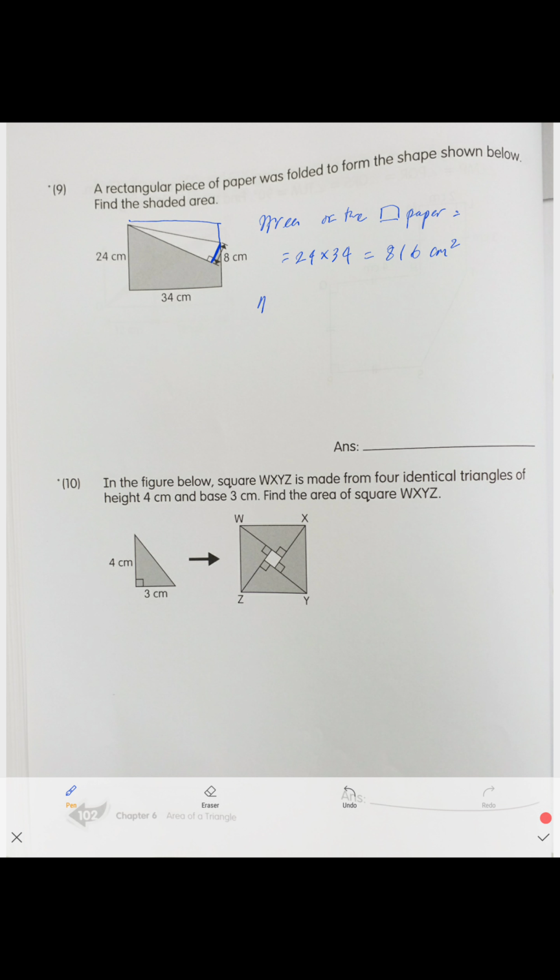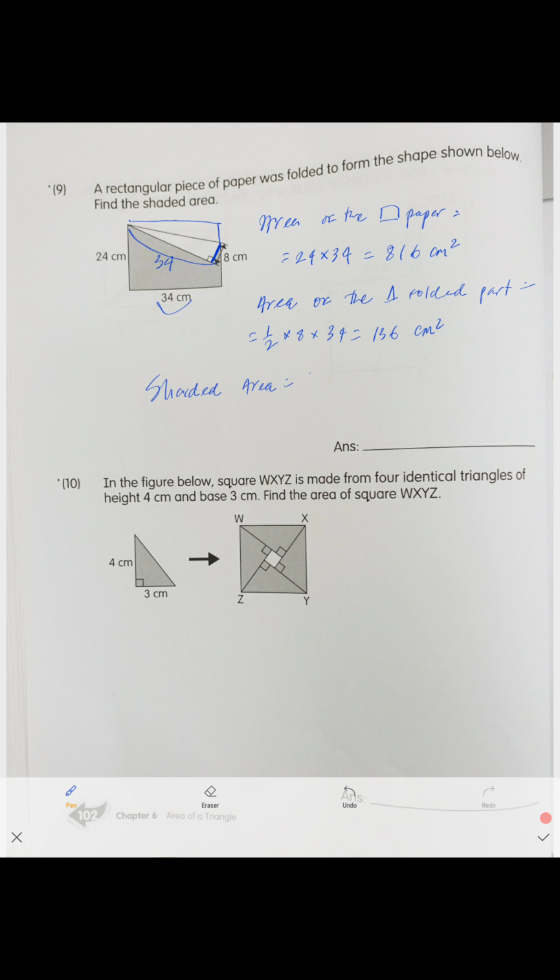We have a base. We have a height. Area of the triangular folded part. Okay, what is that? It's a half of 8 times what, 34, right? One side, this side, 34. Okay, what is this? 136 square centimeters.